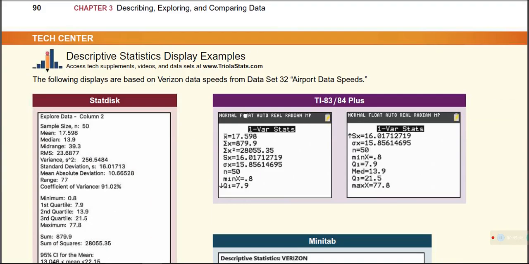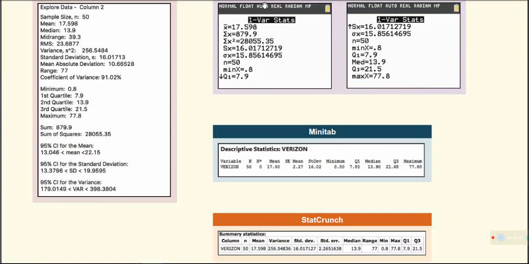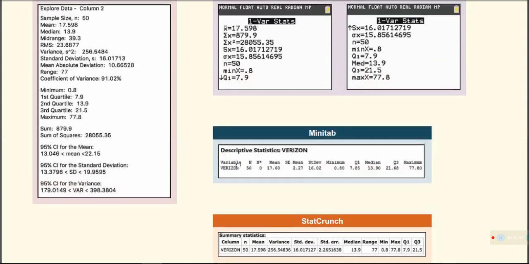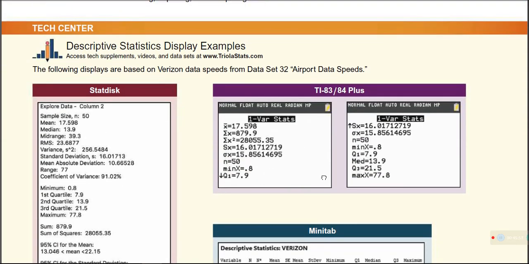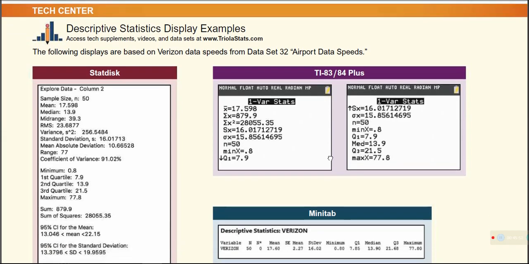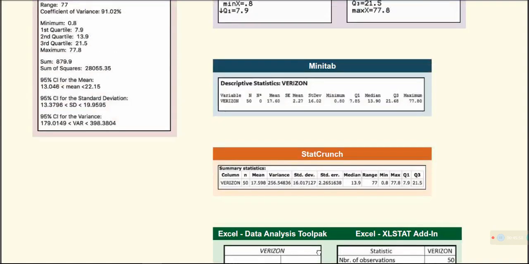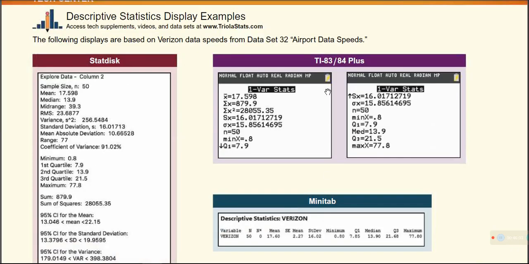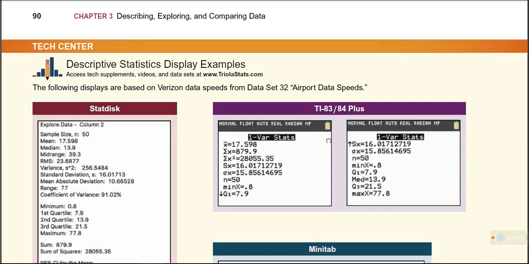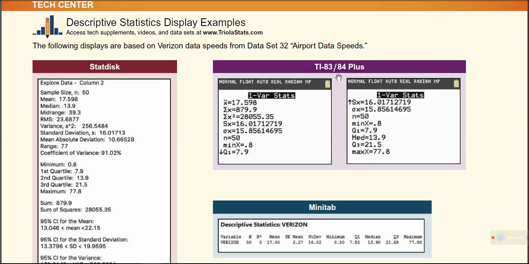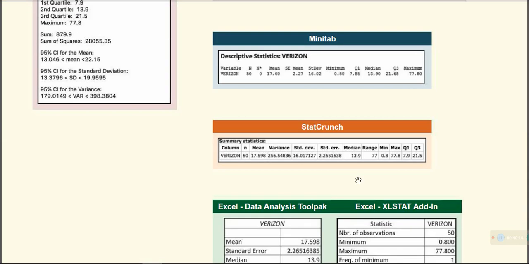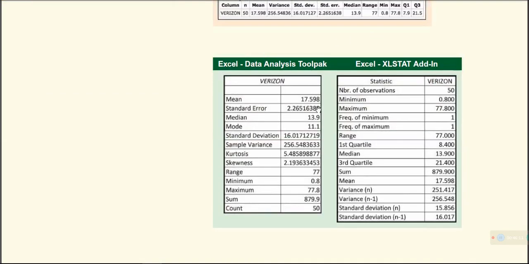Okay? So, ito, meron tayong example dito ng mga pwede nyong makuha na output when you use different software and ano pa ba? Software and calculator, Texas Instrument 83, 84, at saka application, Excel. Ayan. Meron tayong Excel stat add-in.